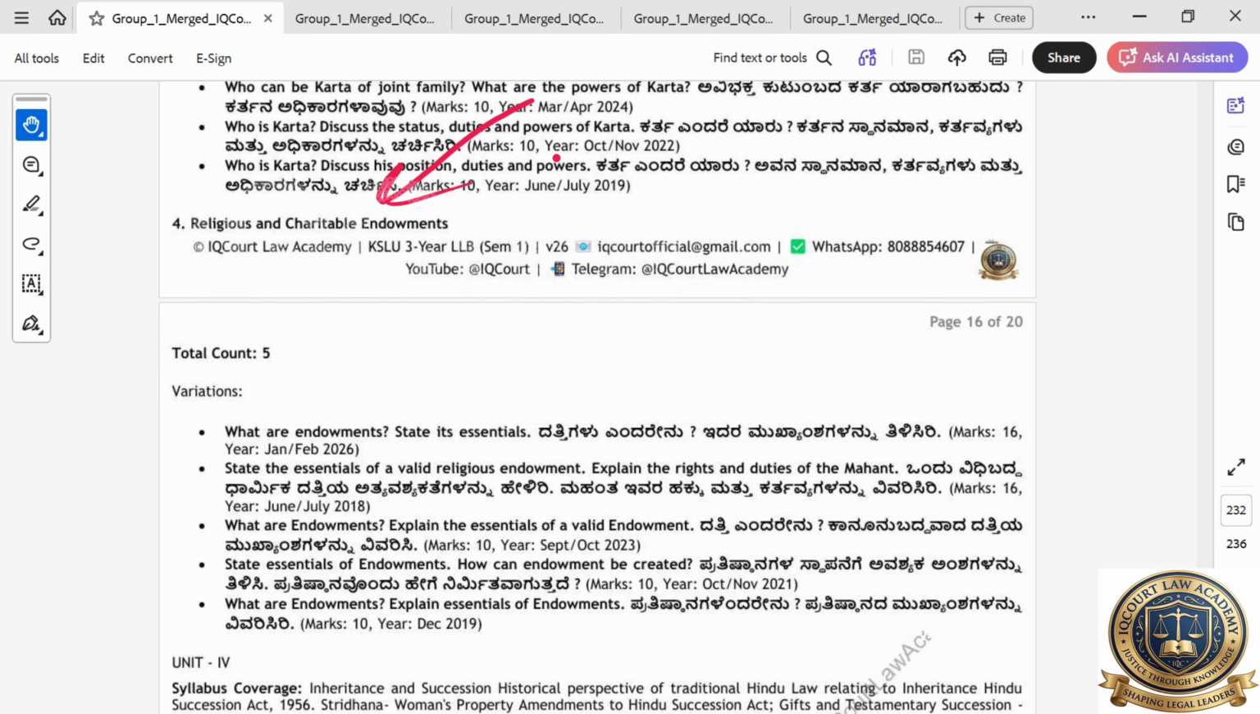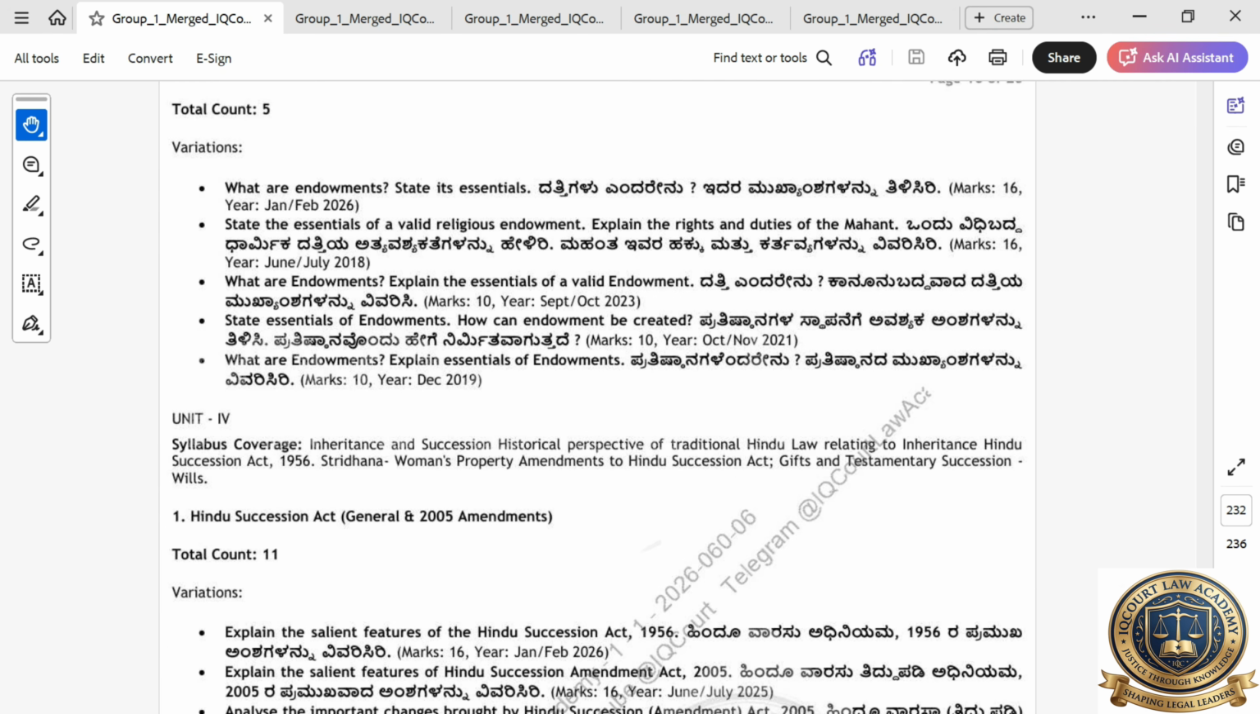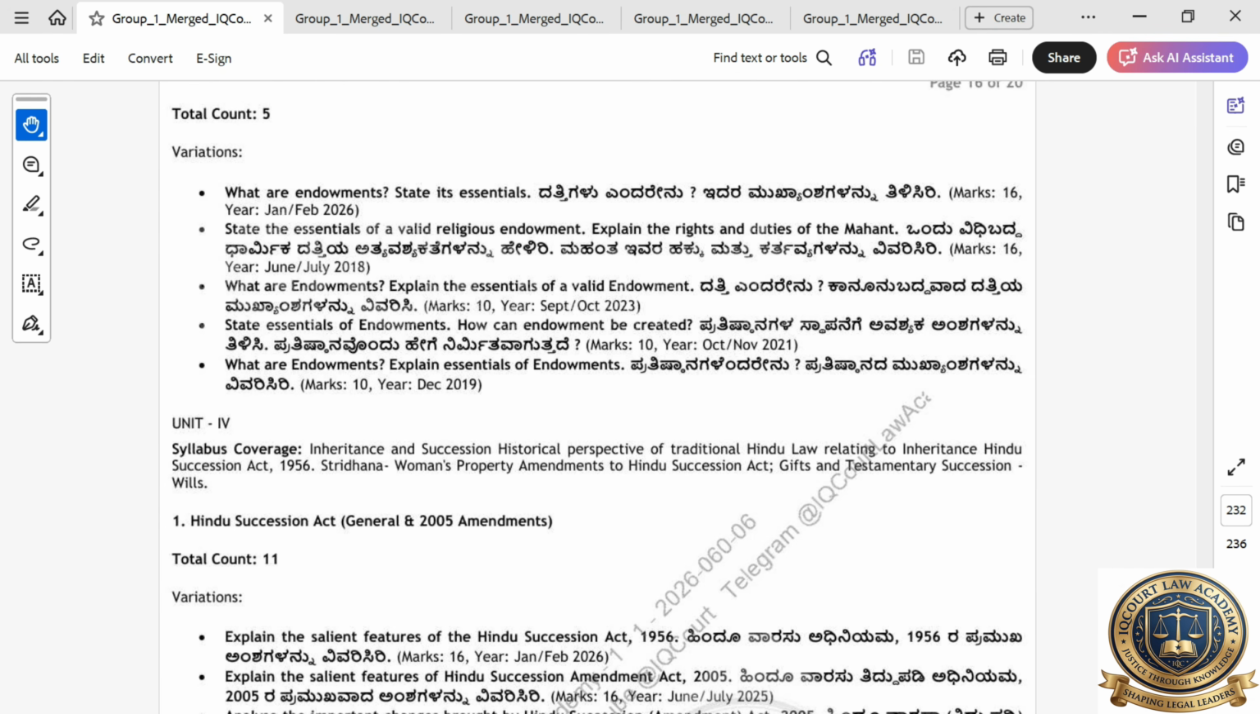Religious and charitable endowment. This one 50% probability is there. This time they may not ask this question. What are endowments and state their essentials. ದತ್ತಿಗಳು ಎಂದರೇನು, ಇದರ ಮುಖ್ಯಾಂಶಗಳನ್ನು ವಿವರಿಸಿ. So this is also an important question, but 50% probability is there.